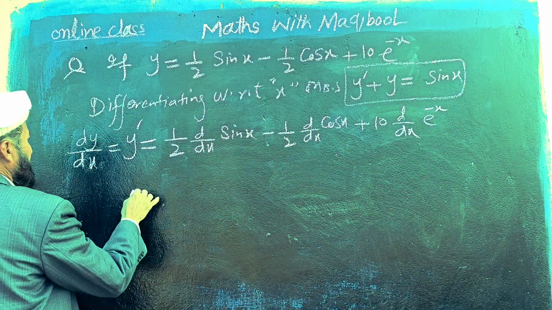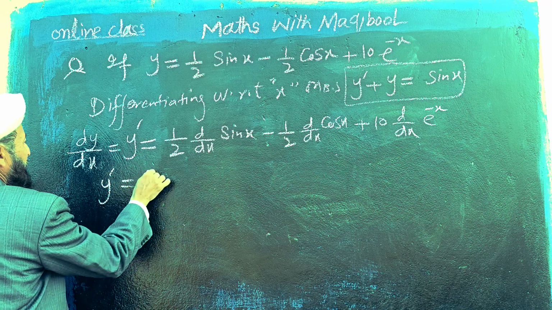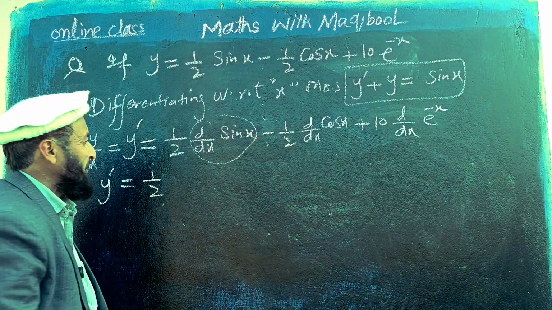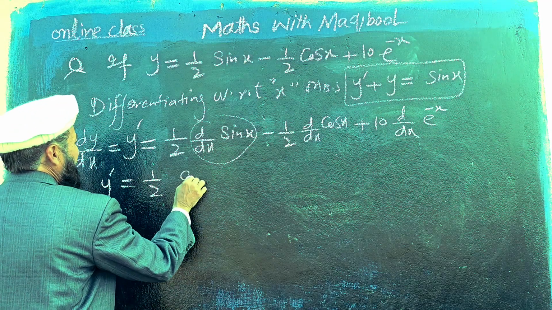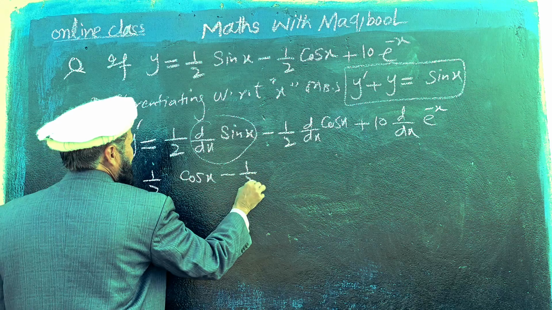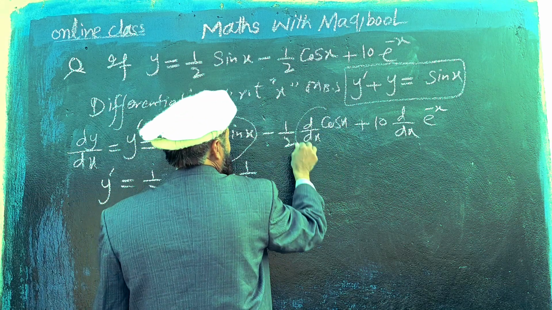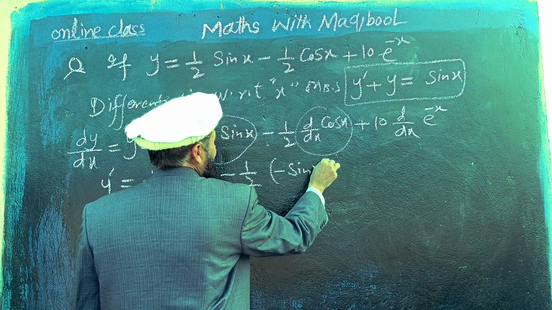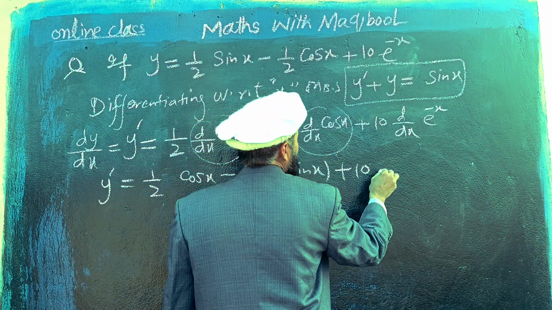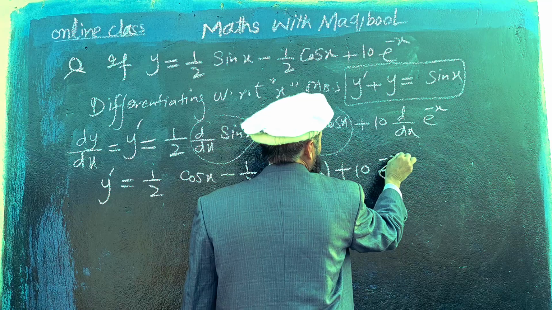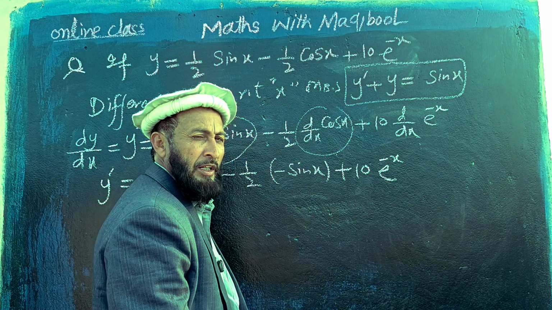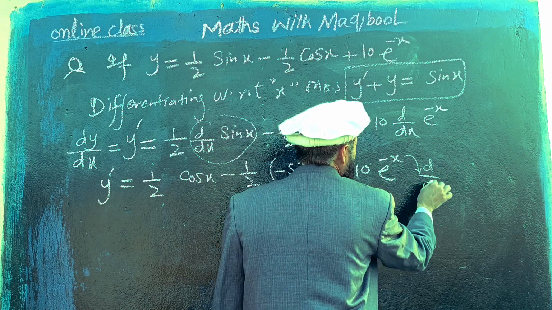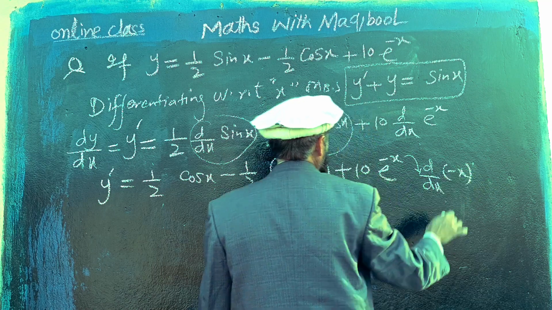So now we are using the rules. Here y dash is equal to 1 by 2, and the derivative of the trigonometric function sin x is equal to cos x, and minus 1 by 2, and the derivative of cos x is equal to minus sin x, plus 10, and the derivative of the exponential function is e power minus x, and further we take the derivative of the exponent, dy by dx of minus x.